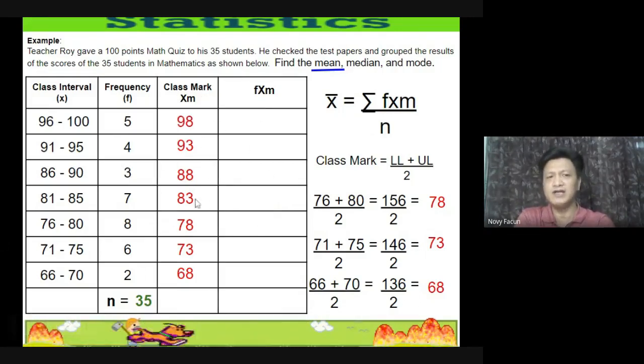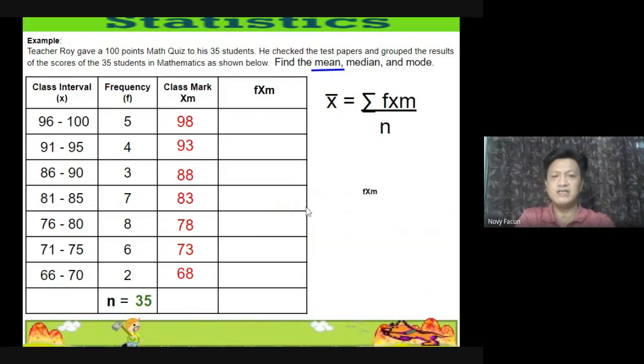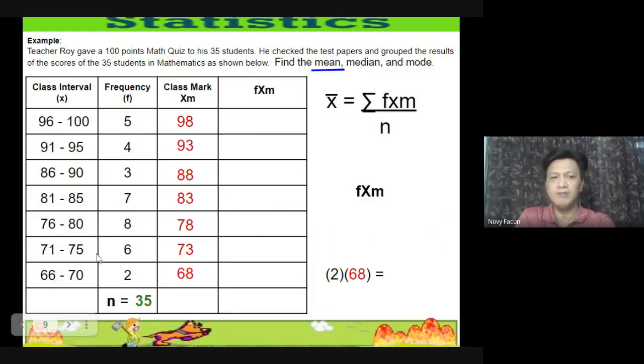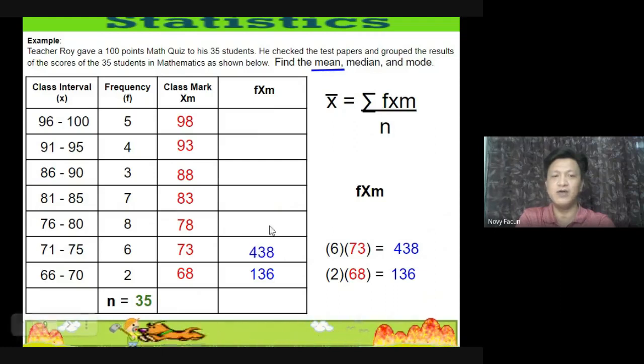Once we have completed the class marks, we go to the product of the frequency and the class mark, the f times m. How are we going to do that? We simply multiply the frequency of each interval by its class mark. So 2 times 68 is equal to 136. That goes in the first class interval. For the second, multiply 6 times 73, that is 438. For the third, multiply 8 times 78, so the product is 624.